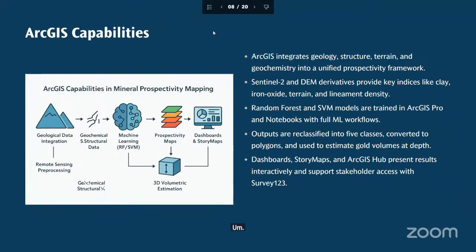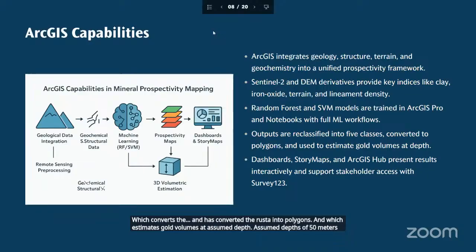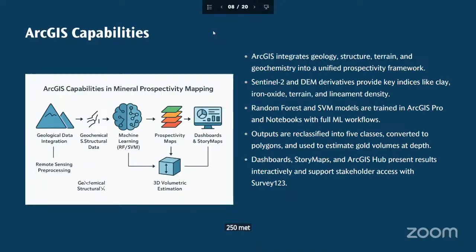The machine learning models used in this particular project are the random forest and support vector machine, and they have been integrated in ArcGIS Pro with full machine learning workflows. The outputs have been reclassified into 5 classes, and the raster has been converted into polygons, which estimate gold volumes at assumed depths of 50 meters, 150 meters, 250 meters, and 500 meters. There is, of course, the dashboard, story maps, and ArcGIS Hub used to present the results.